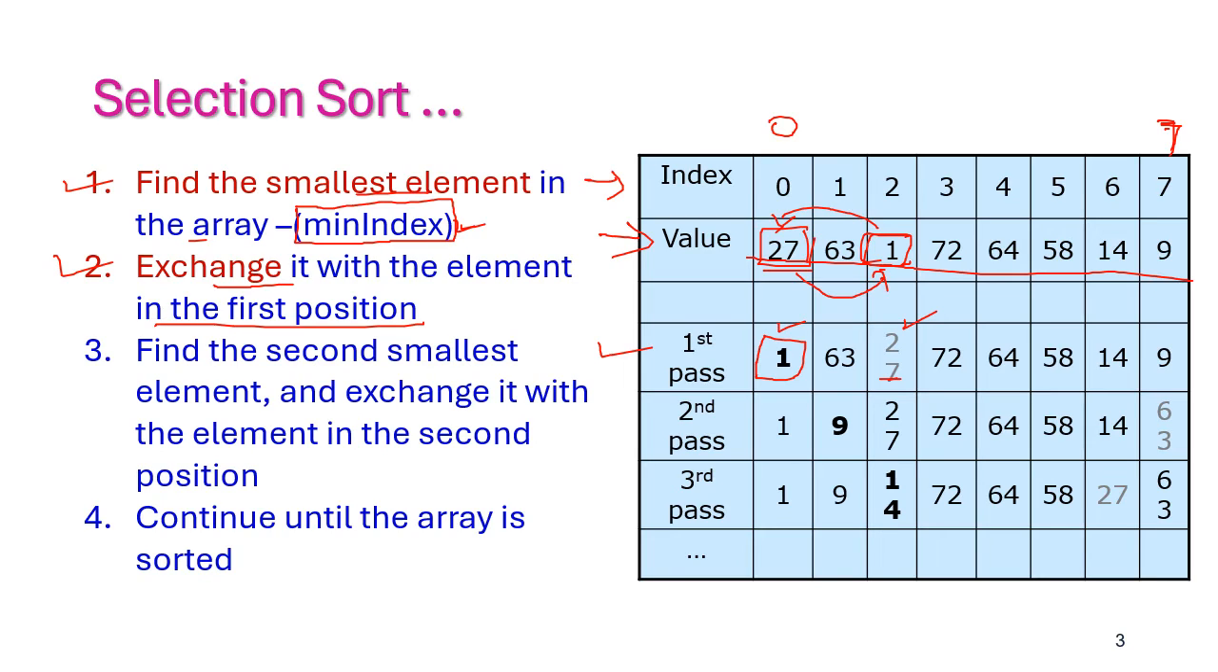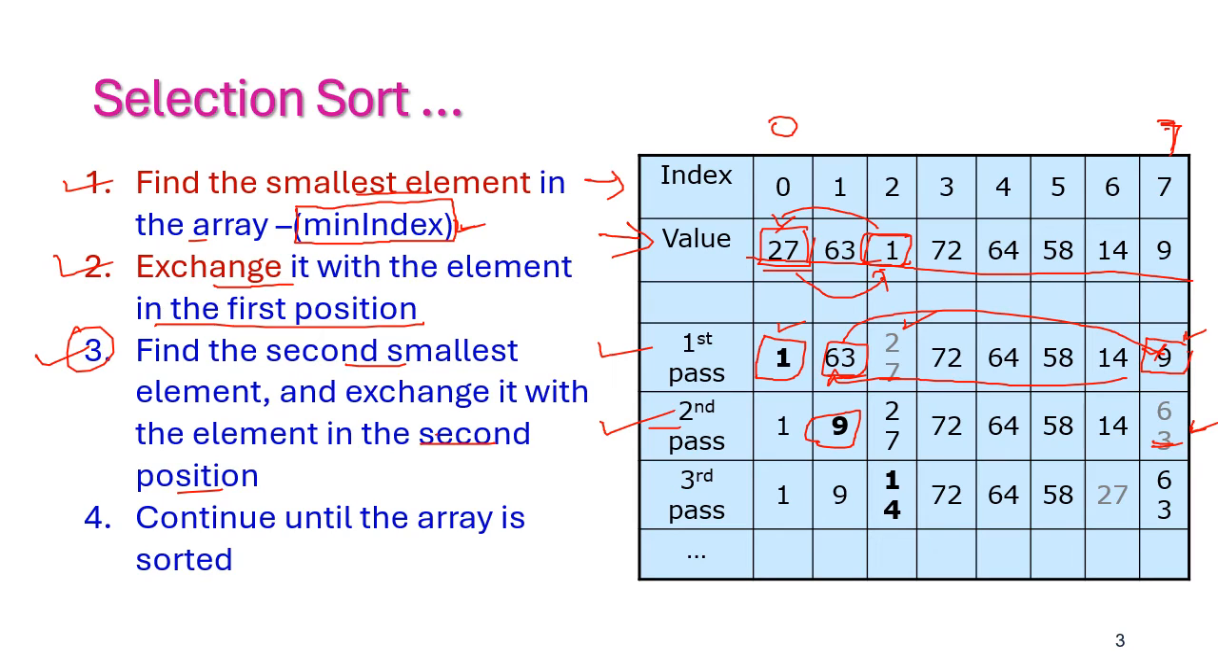27 is here. And which is the third step? Find the next smallest element. See, in this list, which is the next smallest element? 9, isn't it? So 9 is the next smallest element. Hence, the 9 will be exchanged with the second position. In the second position we have 63, isn't it? So this 63 and 9 will get exchanged. 9 will be located in its right position at the second pass. 63 will be placed here.